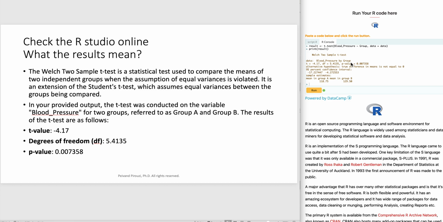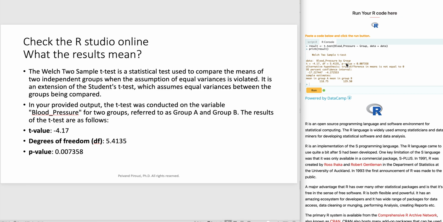It also gives us the t-value, which is minus 4.17. We're going to go over the significance of these. We also have the degrees of freedom, which is 5.4135, and we have the p-value of 0.007, so 7 thousandths. This p-value means that those groups are different. So the systolic blood pressure before the intervention is different from after the intervention.